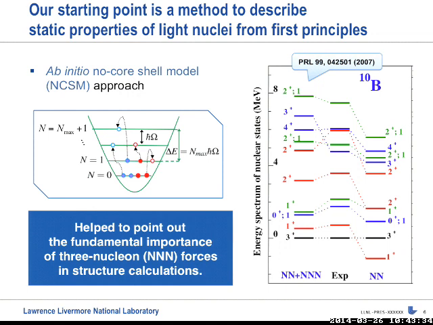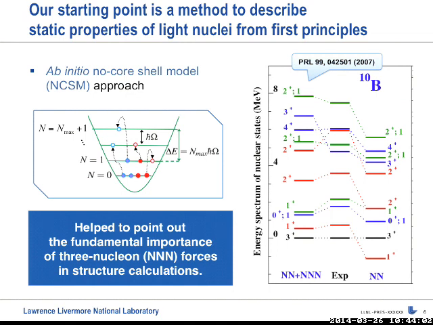And in our approach, we include all possible excitations of all nucleons up to a certain maximum for the total excitation of the system. So that's how we expand our model space. And the poster child of this approach is, for example, the energy spectrum of the nuclear states for the boron-10 nucleus, which is a nucleus with 5 protons and 5 neutrons.